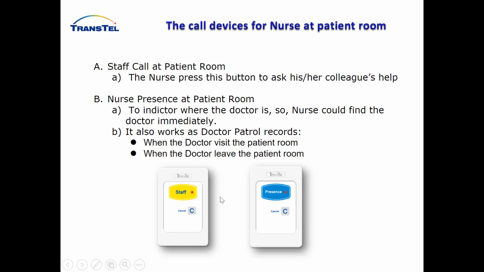Okay, this is the calling device for the nurse at the patient room. This is the start call at the patient room. The nurse presses the button to ask his or her colleague for help. Sometimes the nurse goes in the patient room, but he needs some help. He cannot run away, but he asks someone to come to help. So how does he do that? He presses this button. Sometimes a staff call even has a higher priority in internal training for the nurse: when the people make the staff call, it means the call is from our staff, so we have to go there to give the help.